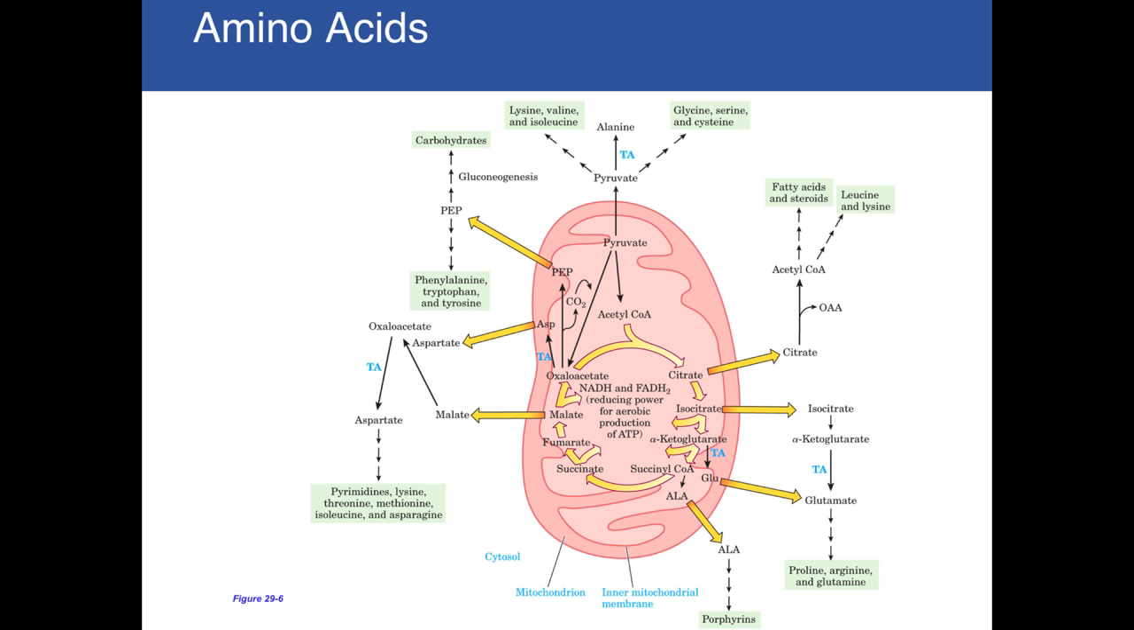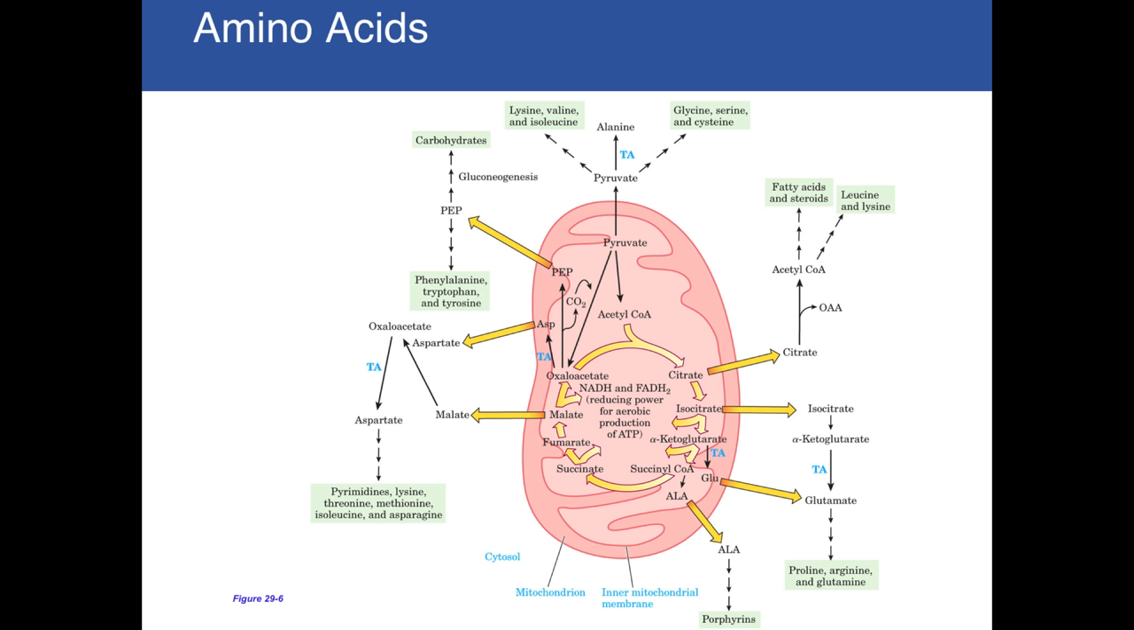Alpha-ketoglutarate, again, you might recall, is part of the citric acid cycle, but it doesn't pass through the membrane. But isocitrate can get converted, and then alpha-ketoglutarate can go to glutamate, and from glutamate we can generate proline, arginine, and glutamine.